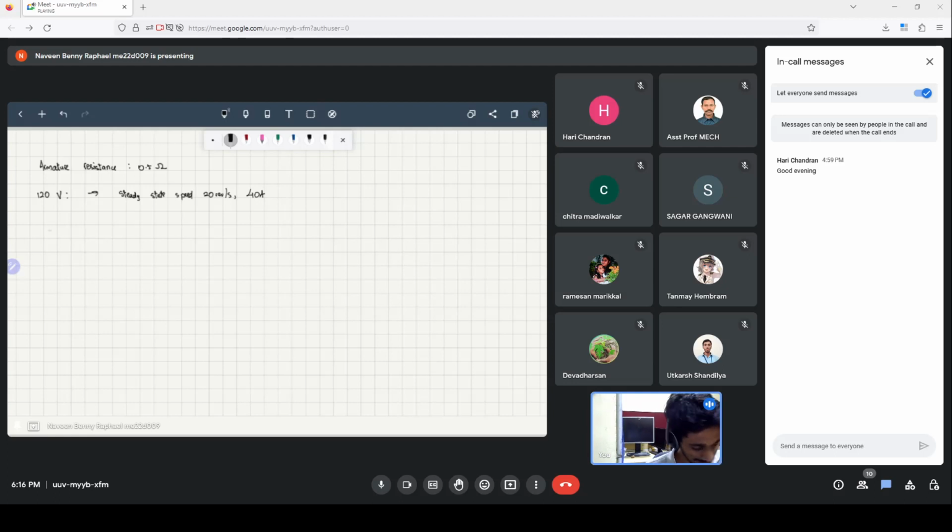The first question is, what's the power input to the motor? Second question is, what's the power loss in the armature? And third question is, what's the torque? I'll leave you some time to solve this. I'll write it down.